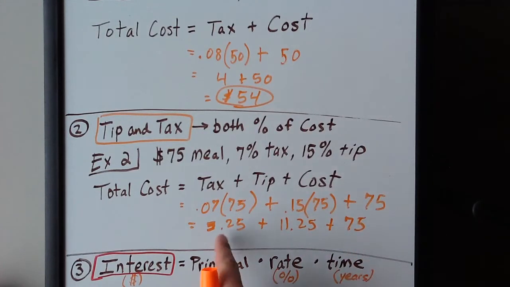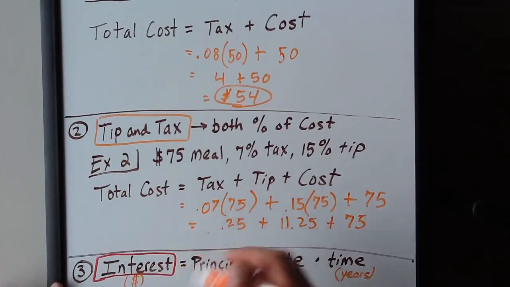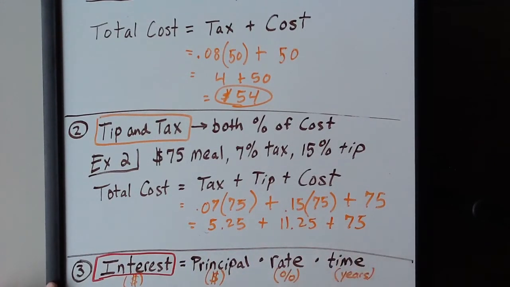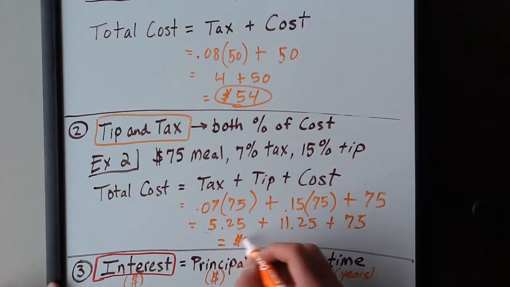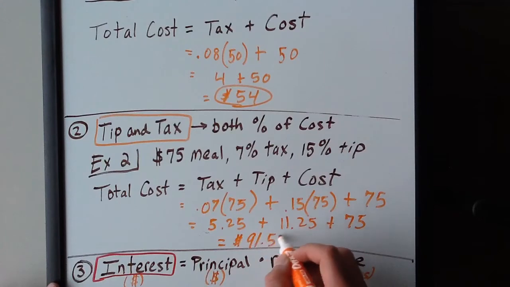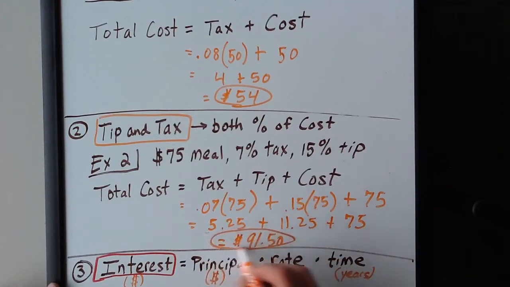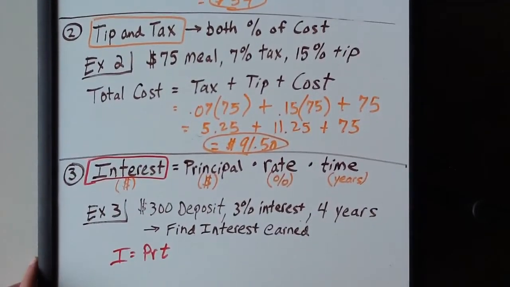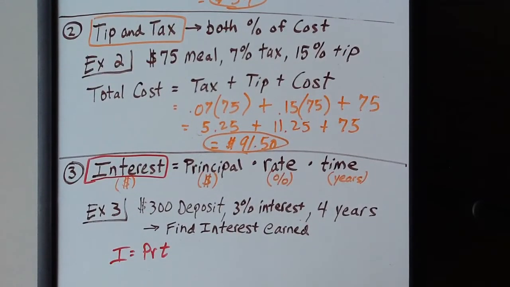Okay, so $5.25 plus $11.25 plus 75. If we add all those together, we'll get the total cost of $91.50. That's how much we'll pay. And then thirdly, we'll talk about interest, how to calculate interest.